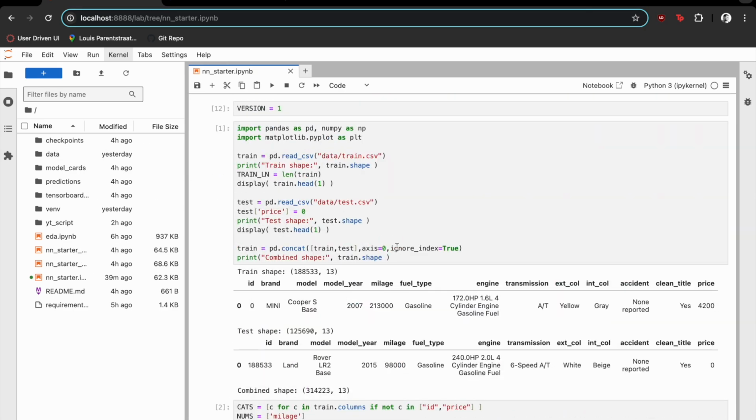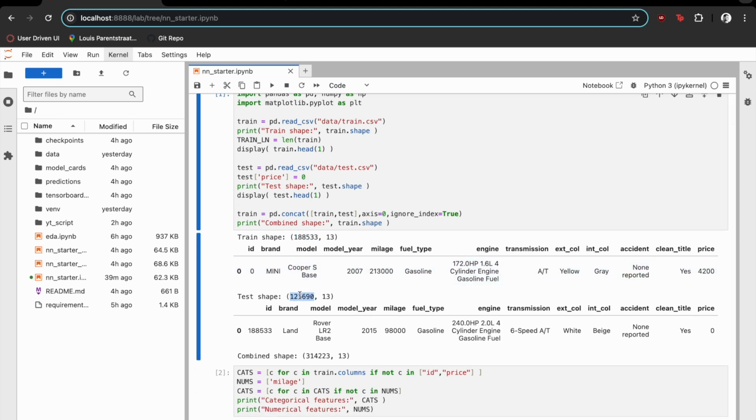Now let us explore the dataset. We will be using pandas for data loading and manipulation throughout this series. We can see that we have 188,000 plus training sample data points and 125,000 plus test data points. This is plenty of data for us.